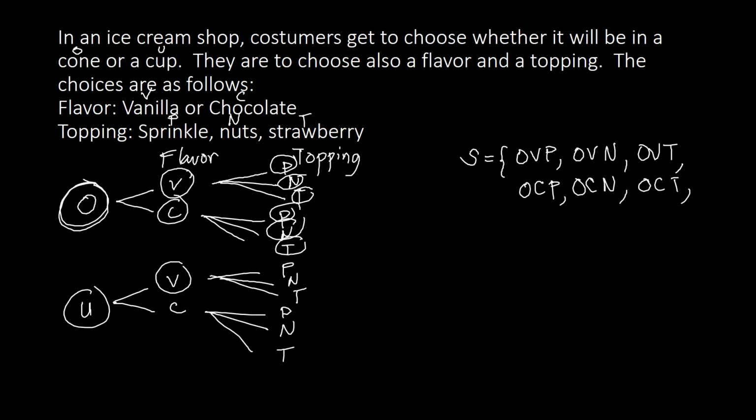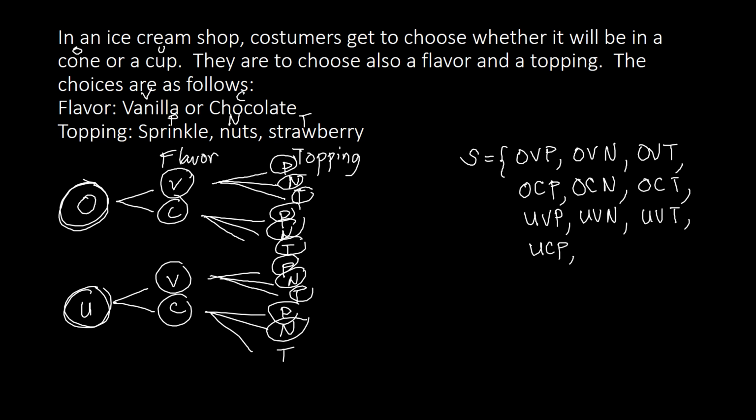And then we go for P. So UVP. And then we repeat UV. So UVN. And then UVT. Next we go to UC and P. So we have UCP, repeat UC, then we have N, UCN, then we have T here. So UCT. There you go.